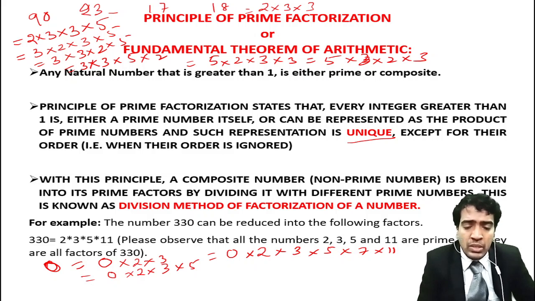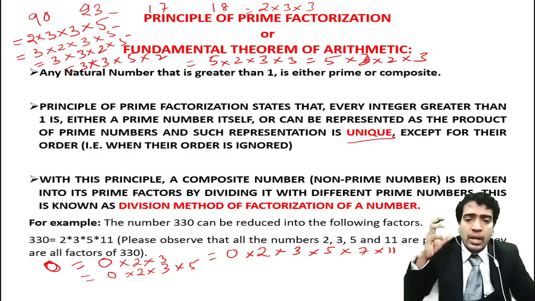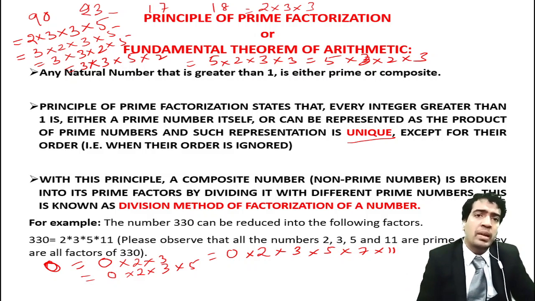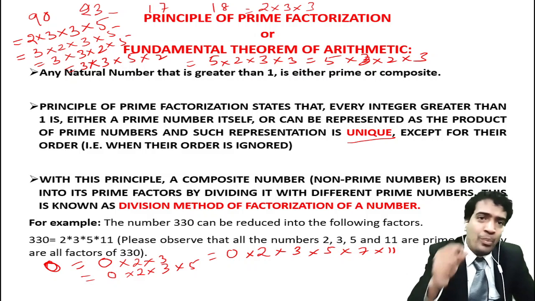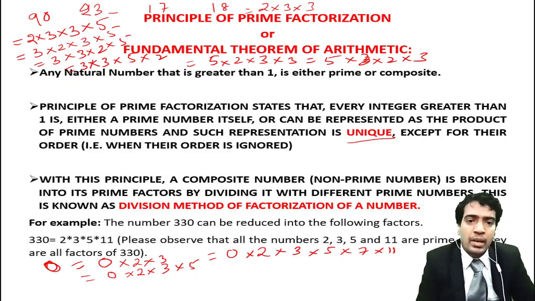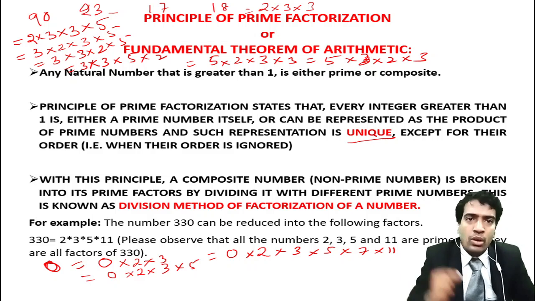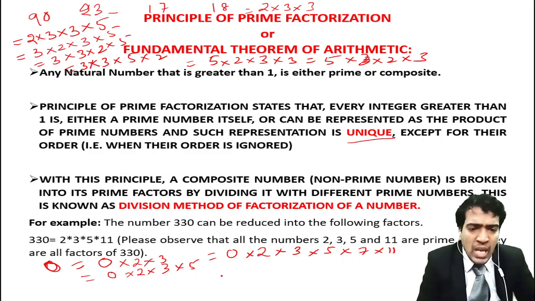In the first case, it is 0 into 2 into 3. In the second case, it is 0 into 2 into 3 into 5. In the third case, it is 0 into 2 into 3 into 5 into 7 into 11. All these three are different representations. It is not unique. So, 0 does not satisfy the fundamental theorem of mathematics, and hence it is not composite. I hope you are now trying to appreciate the application of the fundamental theorem of mathematics in proving that 0 is not a composite number. The same is the case with 1.